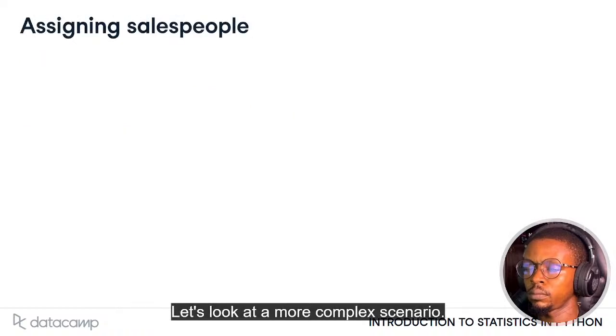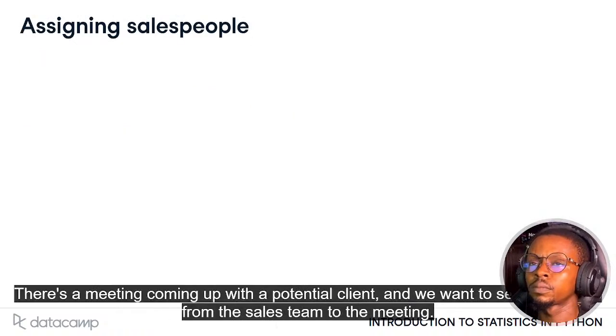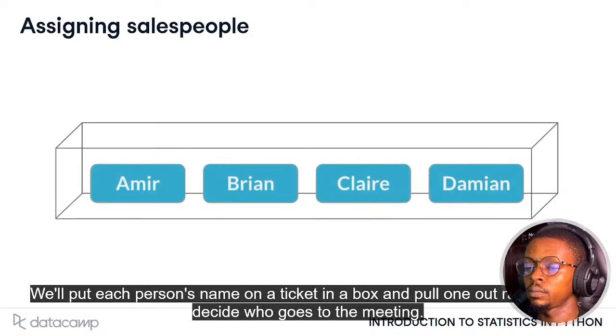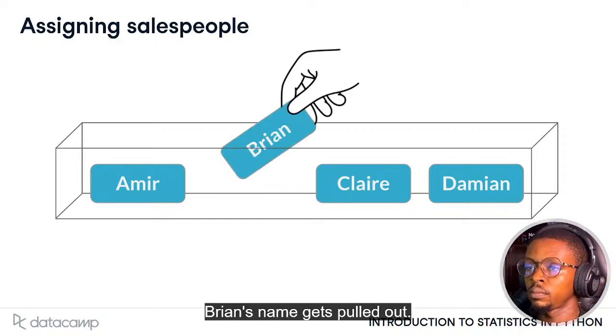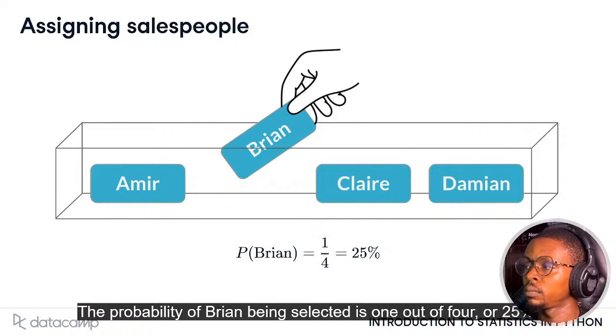Let's look at a more complex scenario. There's a meeting coming up with a potential client, and we want to send someone from the sales team to the meeting. We'll put each person's name on a ticket in a box and pull one out randomly to decide who goes to the meeting. Brian's name gets pulled out. The probability of Brian being selected is 1 out of 4, or 25%.